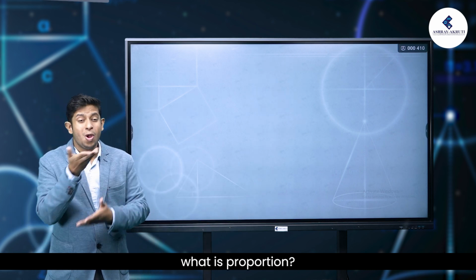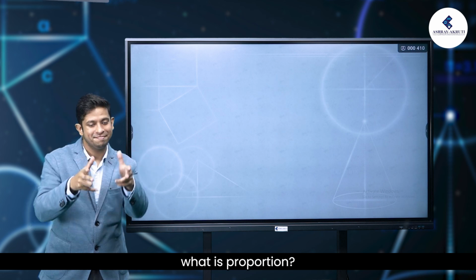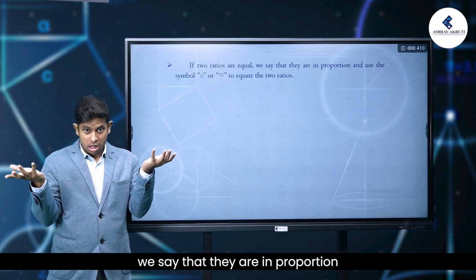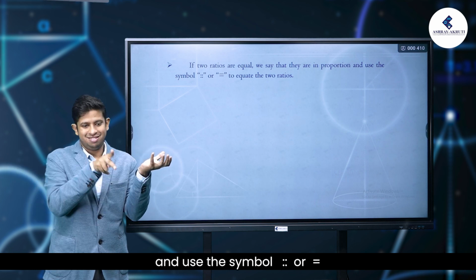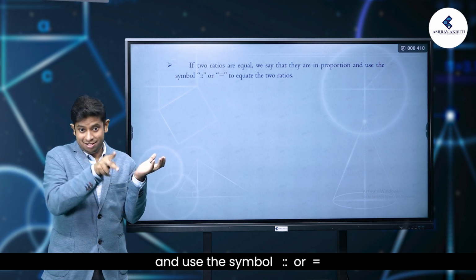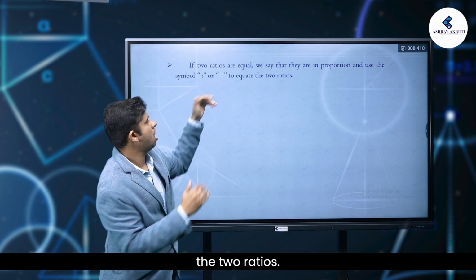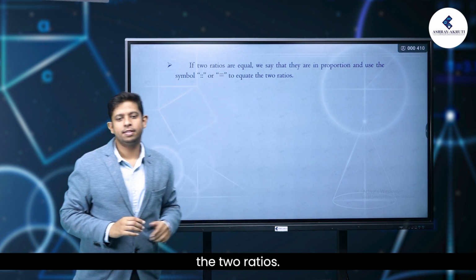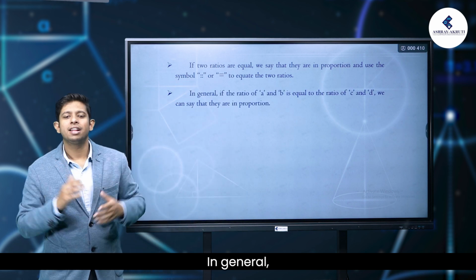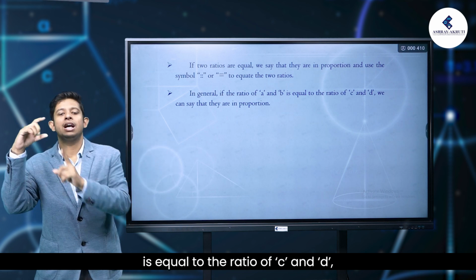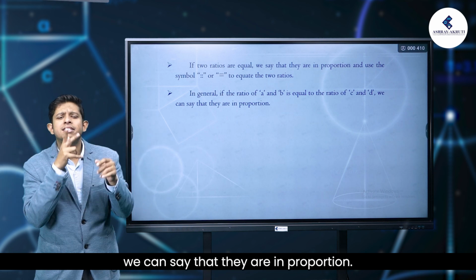Now we will learn what is proportion. If two ratios are equal, we say that they are in proportion and use the symbol :: to equate the two ratios. In general, if the ratio of A and B is equal to the ratio of C and D, we can say that they are in proportion.